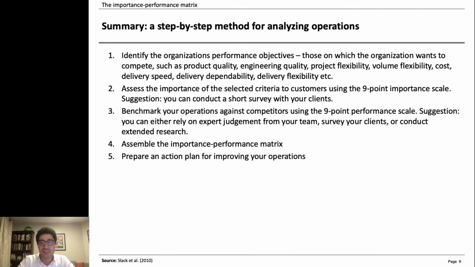And then we can also benchmark the operations against competitors using the 9-point performance scales that we have just seen. Here we can rely on expert judgment from the team, or we can also survey the clients or do some extended, more complex research. Then when we have the data from the importance and the performance, we can assemble the importance performance matrix. And from this matrix, we can prepare an action plan for improving our operations.